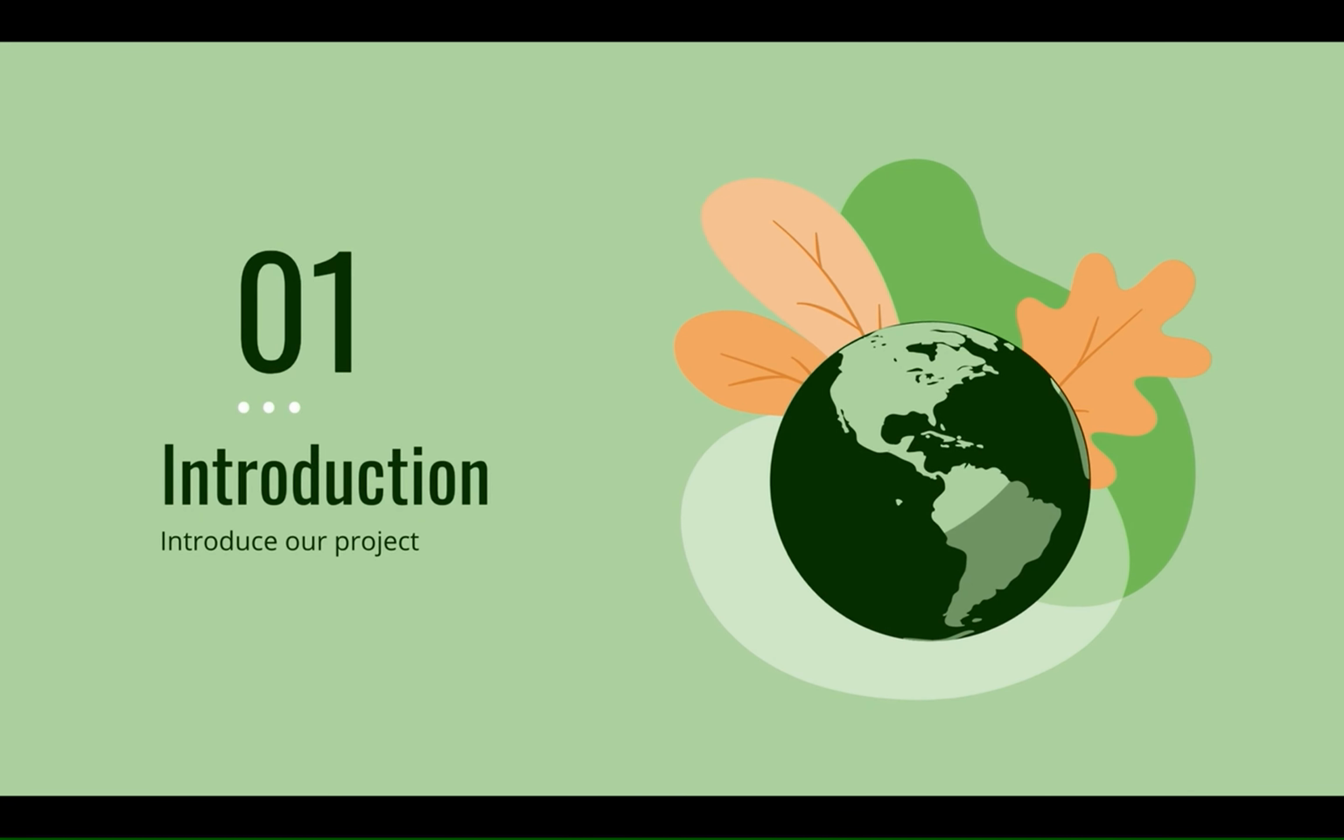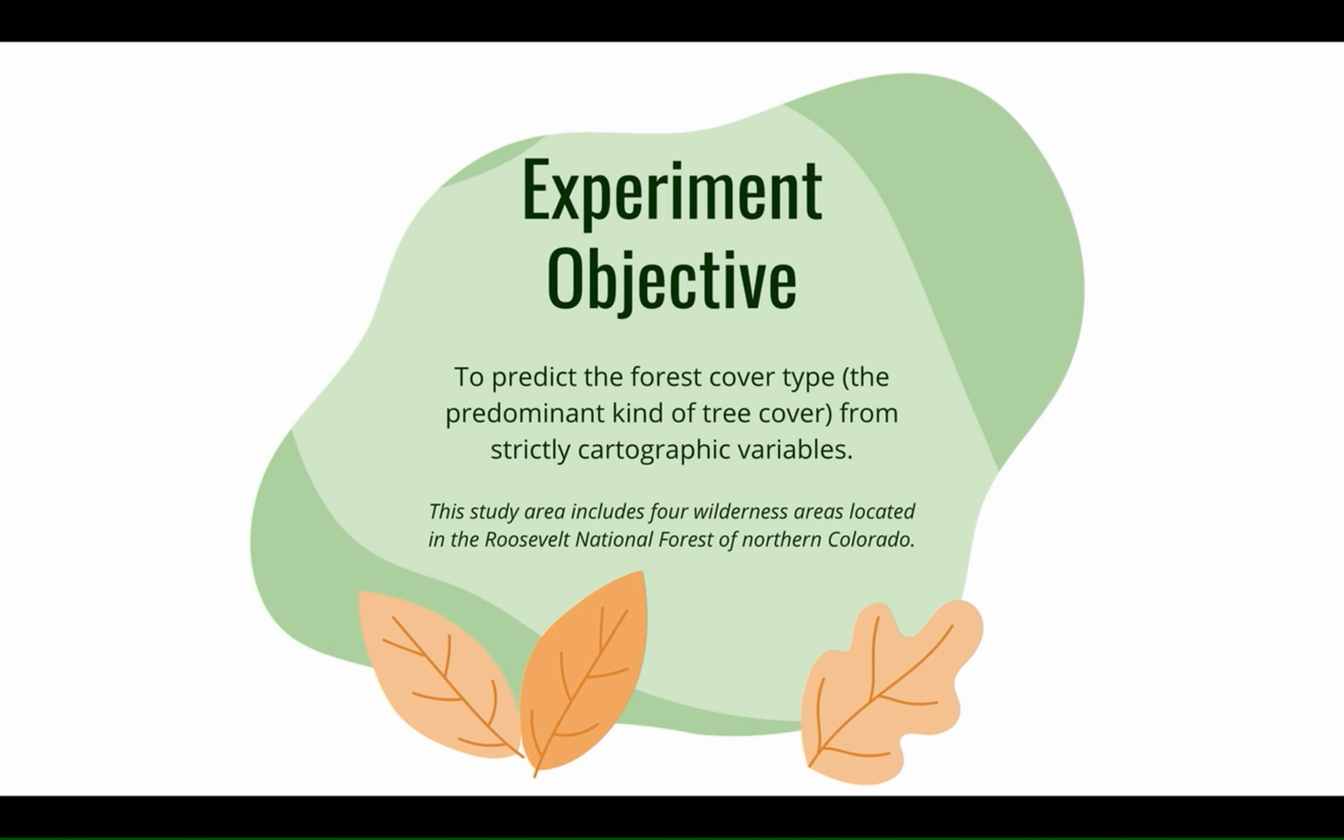First of all, let me introduce our project. Global forest cover is crucial for soil health, water cycle, climate, and air quality. Thus, forest cover is closely related to our life. And the cover type is the predominant kind of tree cover. This study included 4 wilderness areas which are located in the Roosevelt National Forest of Northern Colorado.